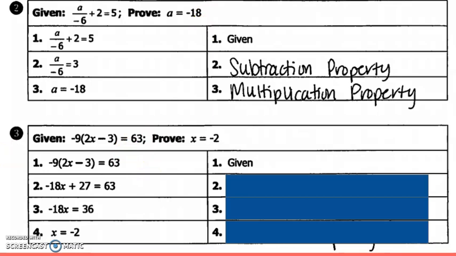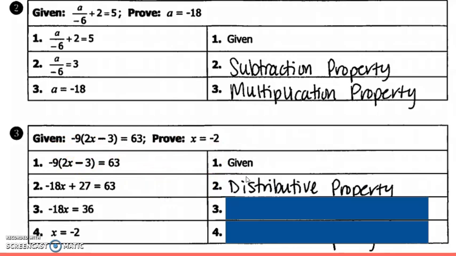Number 3, we have a given of -9 times the quantity 2x minus 3 equals 63, and I want to prove that x equals -2. So again, we have our given statement and our given reason. Then between step 1 and step 2, we have to figure out that they used the distributive property.